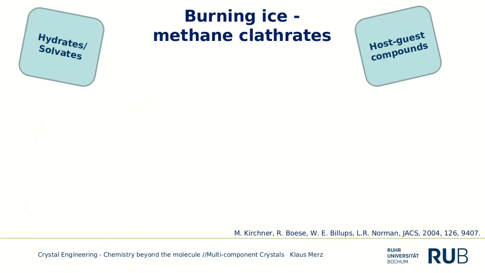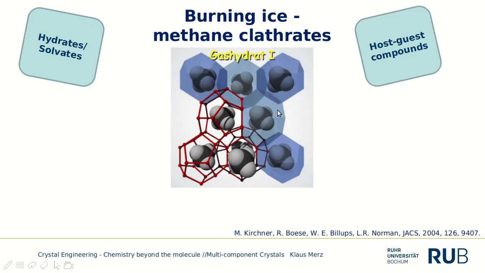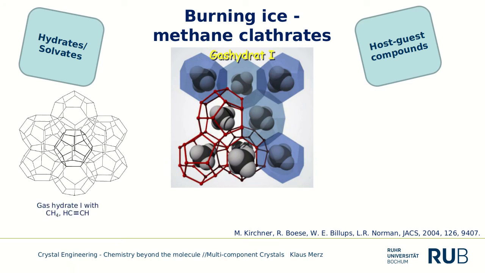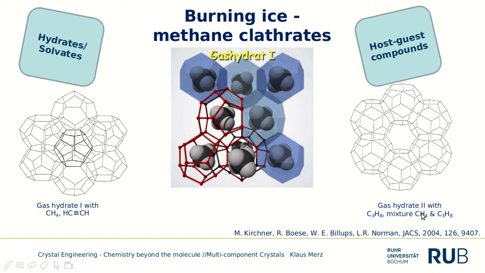Okay, and similar to what we have seen in Mercury, you can involve, if you want, methane, acetylene is possible. This is gas hydrate type 1, exactly this. And if you switch to ethane, for example, or propane, or a mixture of methane and propane, you get, for example, gas hydrate 2. Well, a nice example of how you can play in crystal engineering with molecules, how you can tune the molecular aggregation.